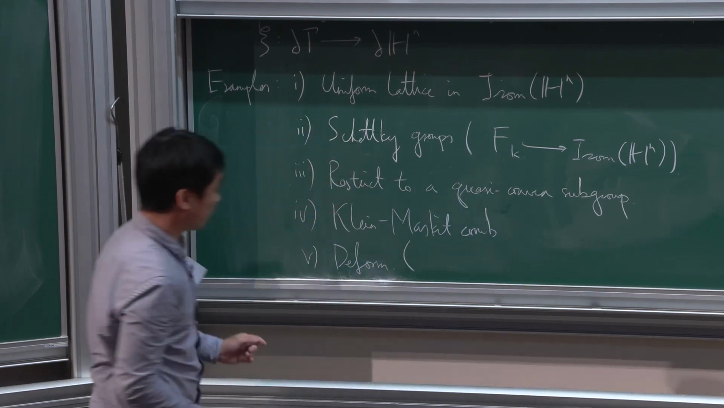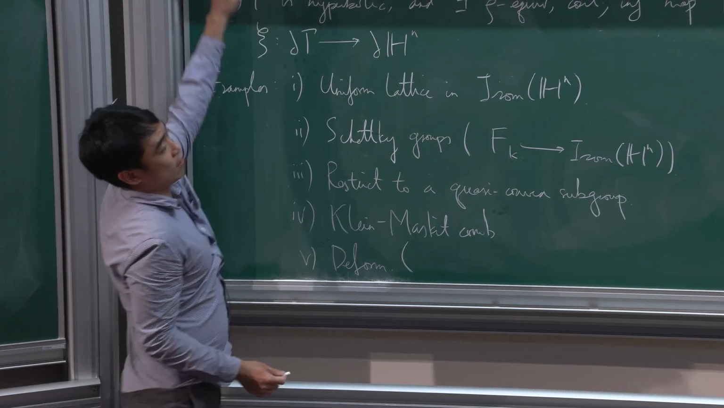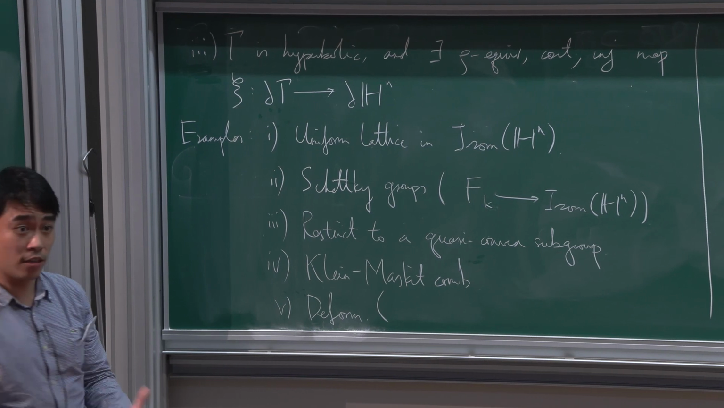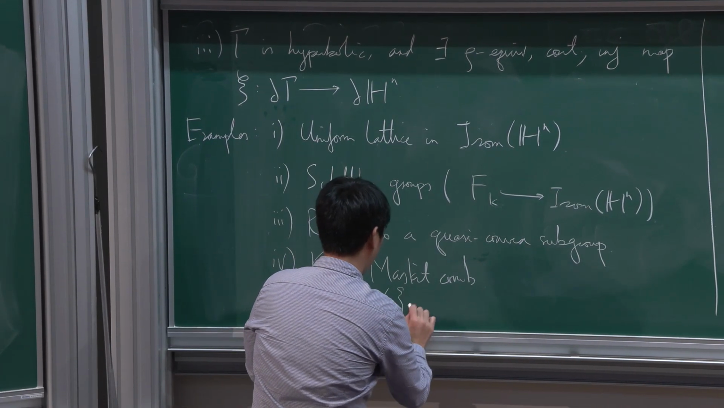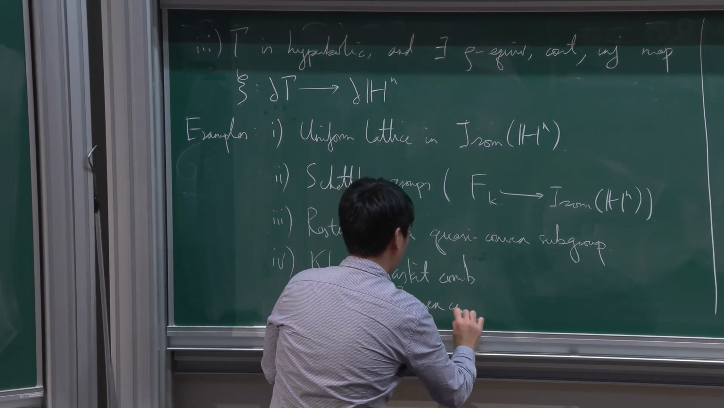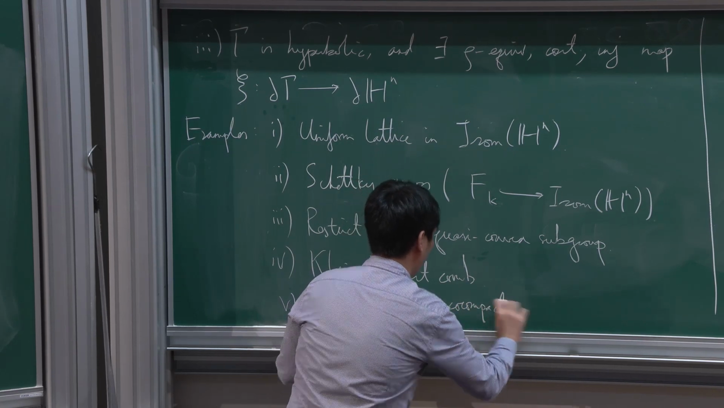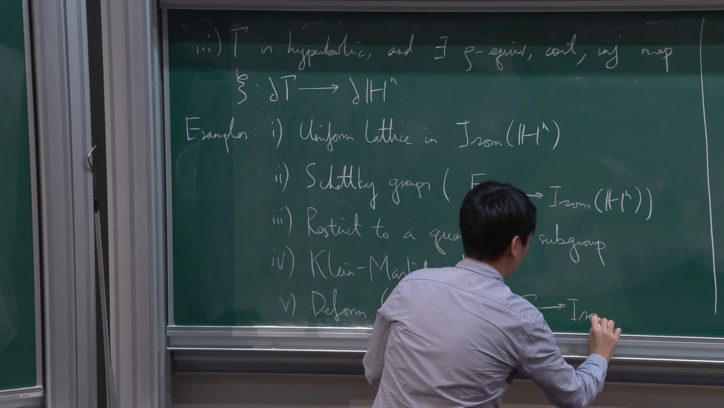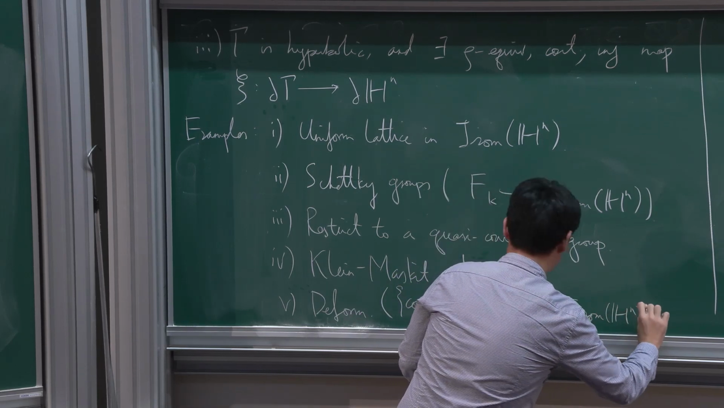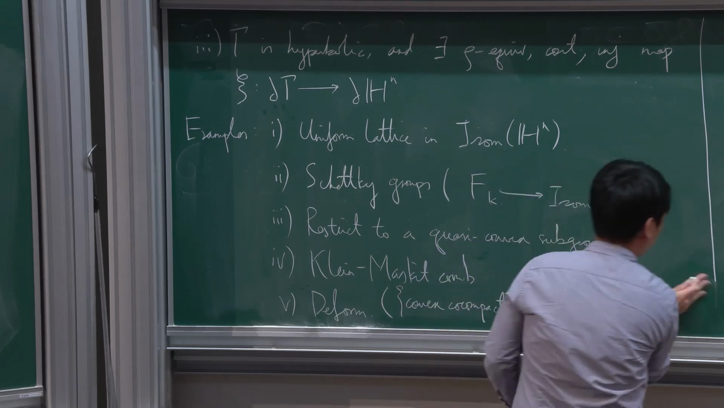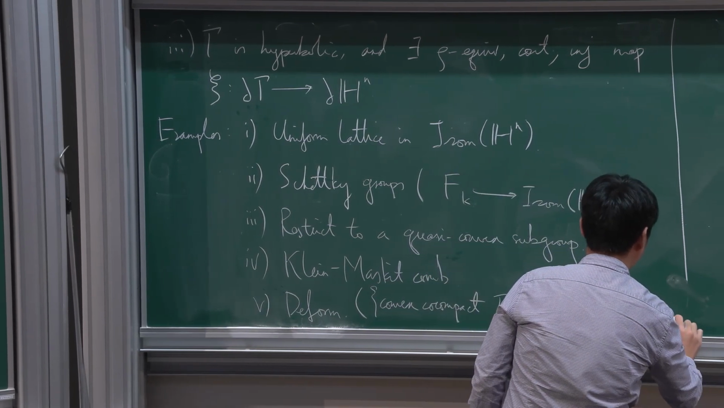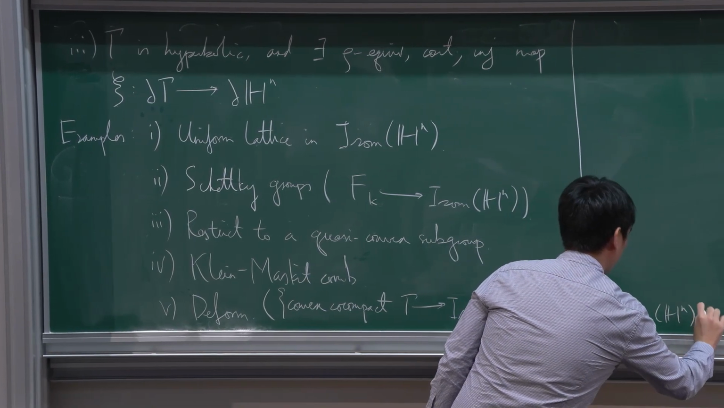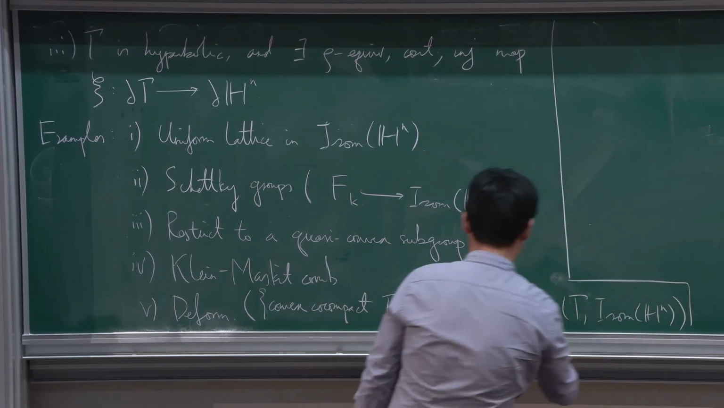Another way to say this is that the space of convex co-compact representations is an open set inside the space of homomorphisms. So the set of convex co-compact representations from gamma into isom Hn, inside the space of homomorphisms from gamma into isom Hn, is open.